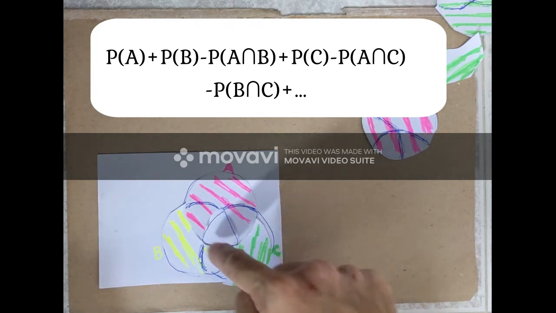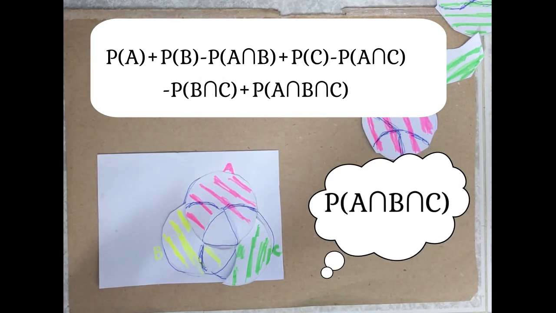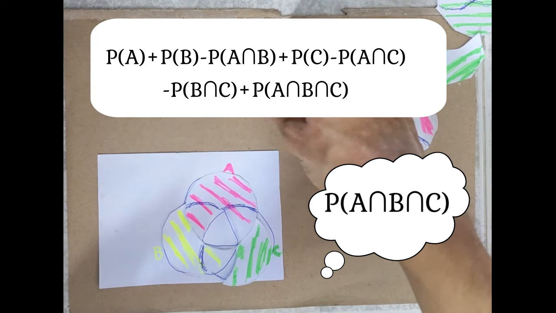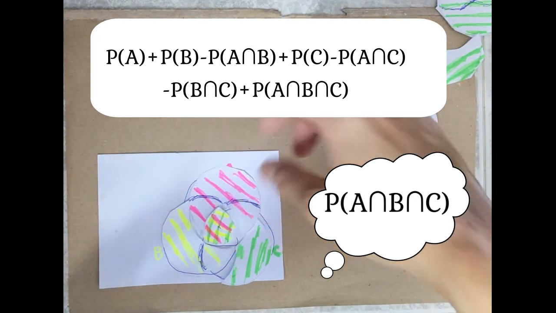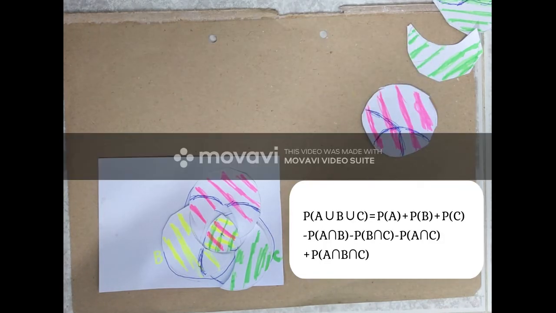Yeah, so what you notice is there's a gap over here. So we still need to add back in. So that's when we have to plus P of A intersect B intersect C. Like this. Okay? And finally, we are done. We get our formula for P of A union B union C.